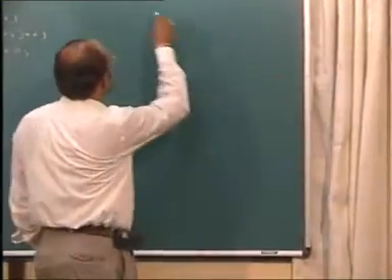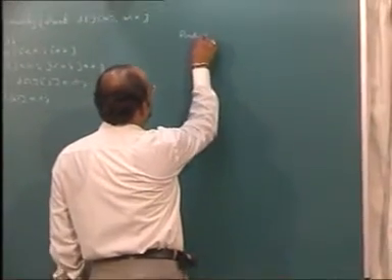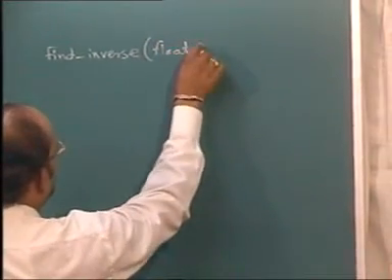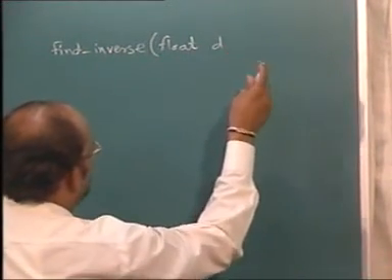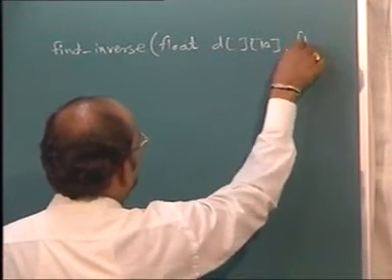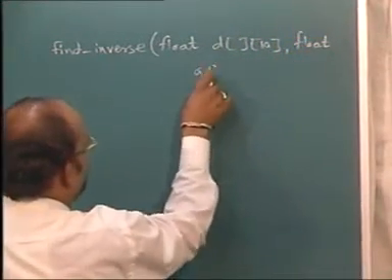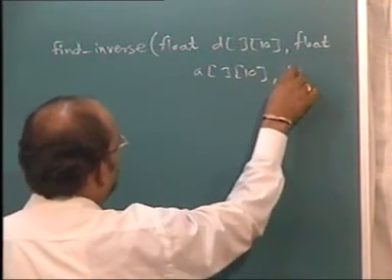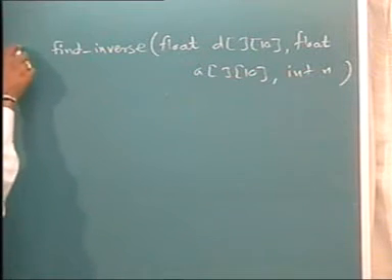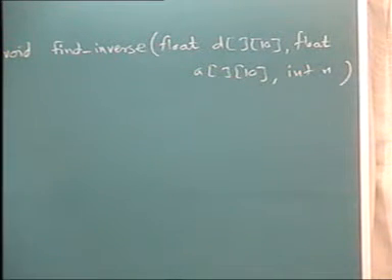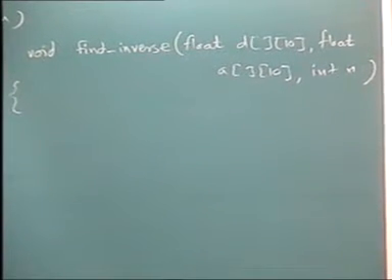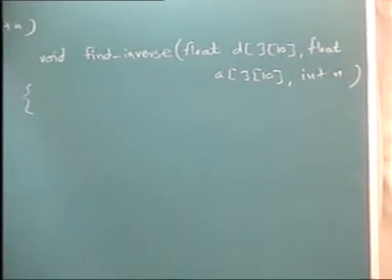We'll say a function called find inverse, store it into D, by taking the inverse of A, which has n rows and n columns. The function will not return anything. If you recall, I will have to extend the procedure for making the lower triangular elements 0. Almost the same procedure I will have to use.